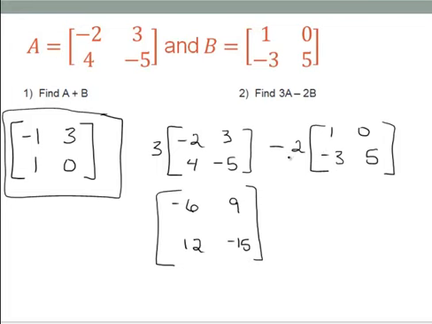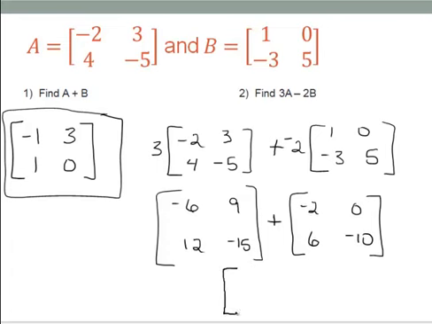Now there's a couple of ways you can handle this. You can distribute a negative, or you can leave the minus there and just distribute the 2. So if you distribute the negative, it's the same thing as doing that, right? So you're going to add whatever you get when you distribute the negative 2. So that's negative 2 times 1, negative 2 times 0, negative 2 times negative 3, and negative 2 times 5.